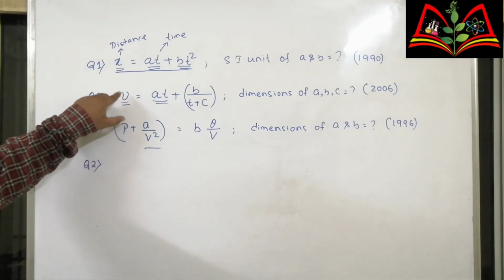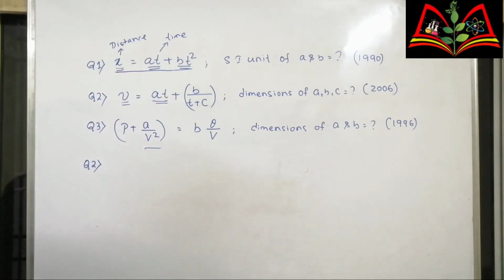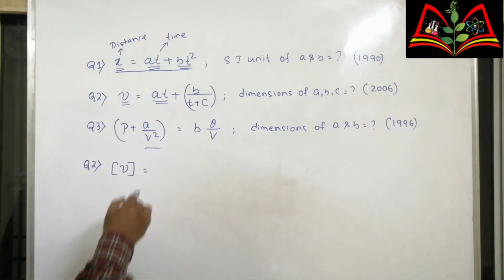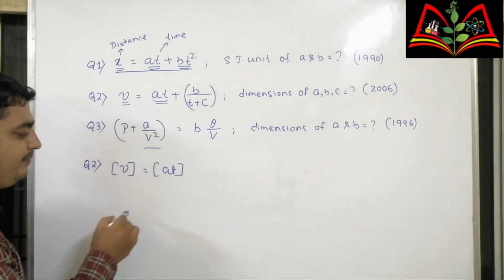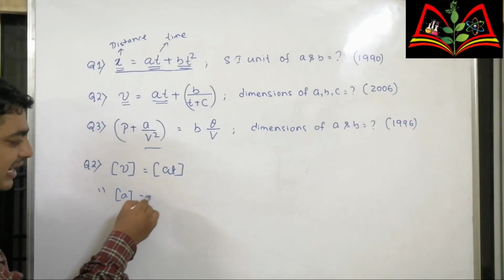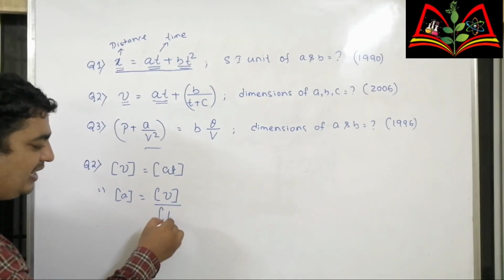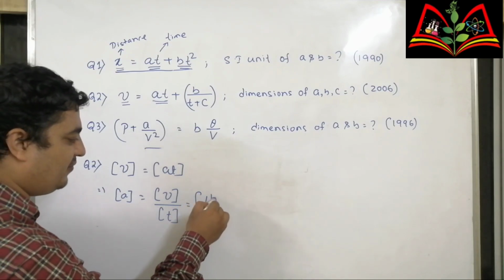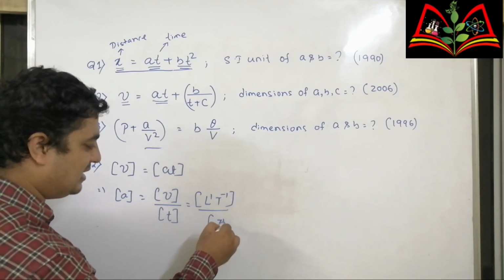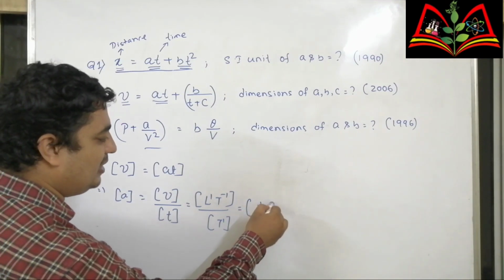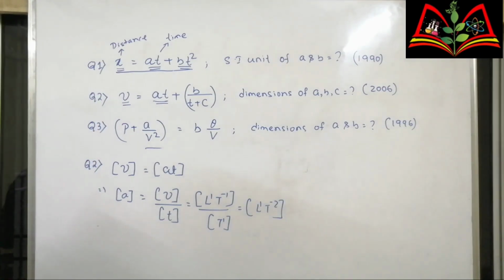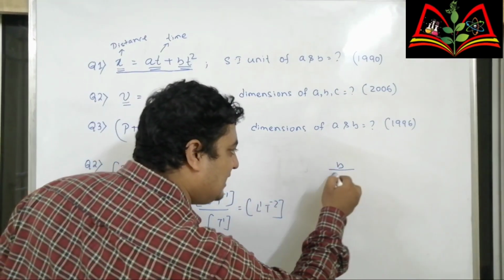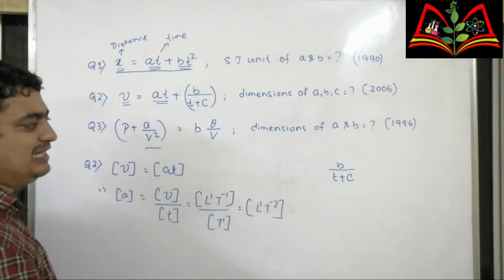Here V is given as speed and T is time. Now we can say dimension of V is equal to dimension of AT. So dimension of A is equal to dimension of V divided by dimension of T. Now we all know dimension of V and dimension of T. It becomes L to the power 1 T to the power minus 2.